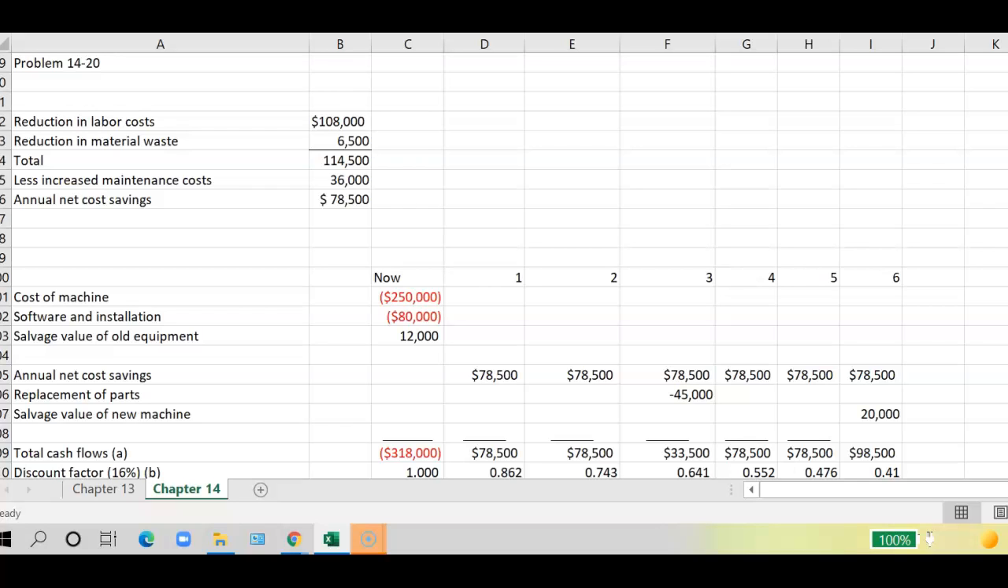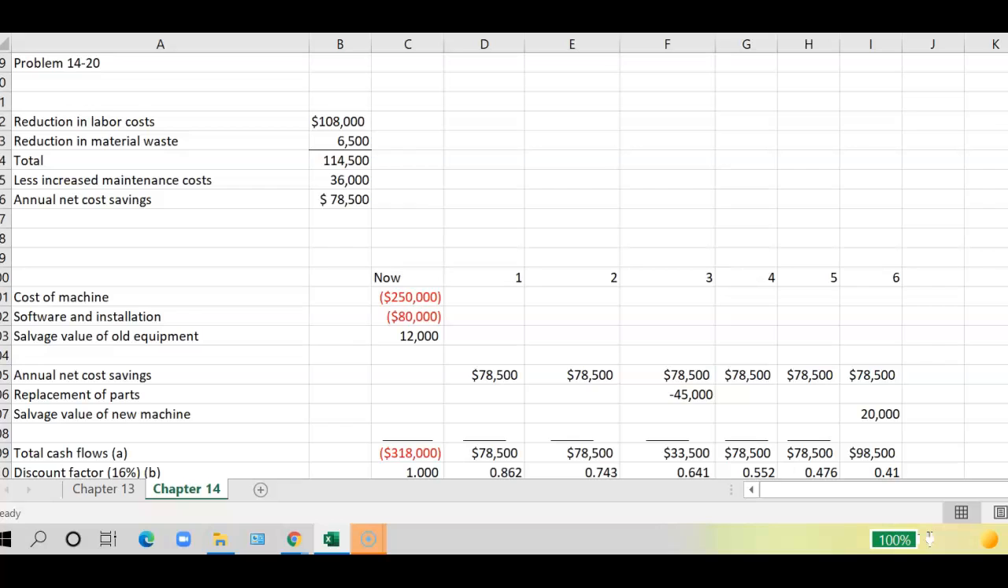"I admit it's a lot of money," says Francie Rogers, the controller, "but you know the turnover problem we have with the welding crew. This machine would replace 6 welders at cost savings of $180,000 each year." So that would be part of the bucket where we're summarizing our costs that occur each year for the 6 years, which would be a cash inflow of $108,000, and we would save another $6,500 per year in reduced material waste.